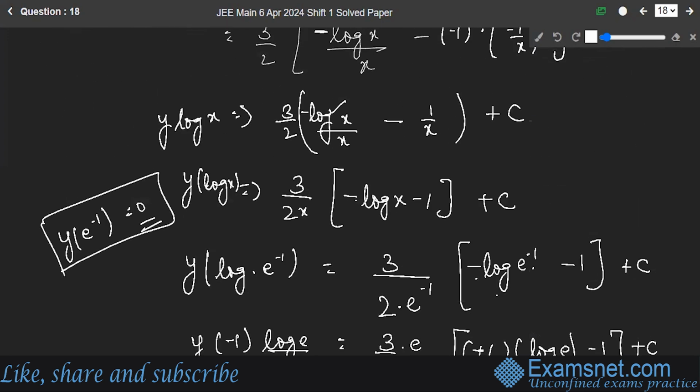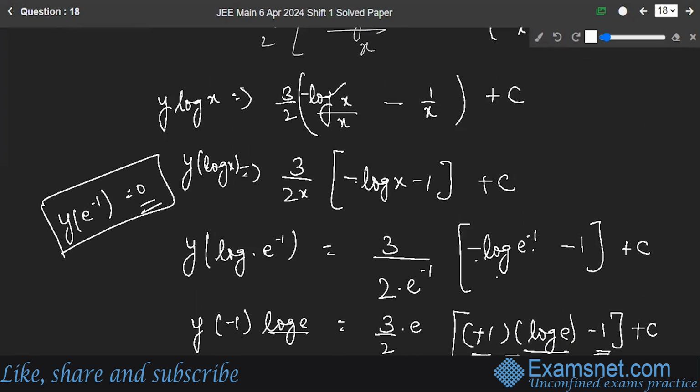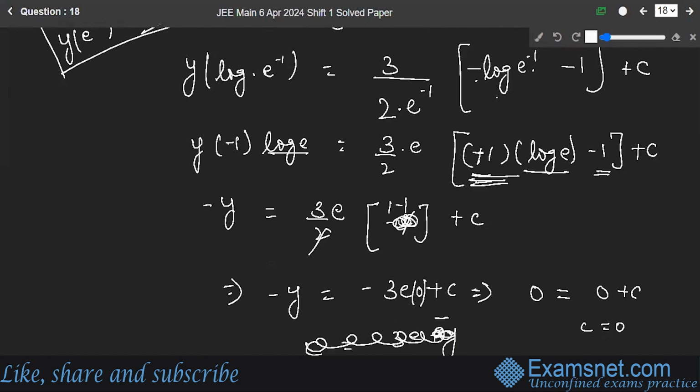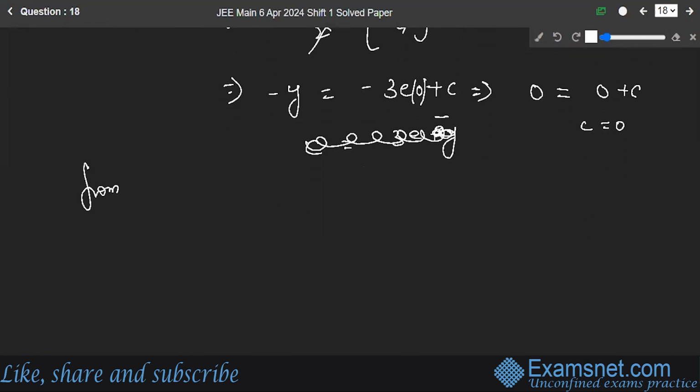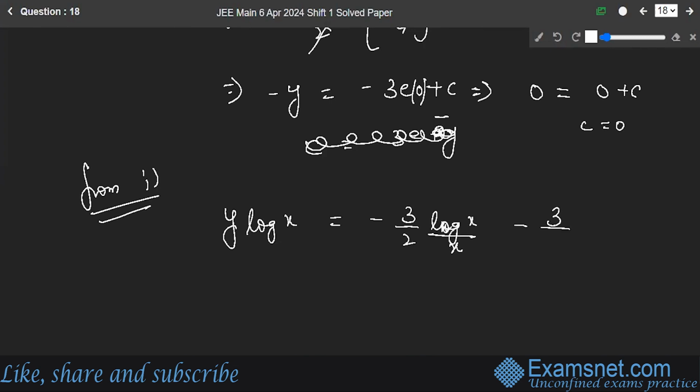Now let's come back to our equation. Where was it? This one. Now your equation becomes, from 1, you have y log x is equal to minus 3 by 2 log x upon x minus 3 by 2x plus 0. Or this will give me, dividing both sides by log x, you will have y is equal to minus 3 by 2x minus 3 by 2x log x, right?